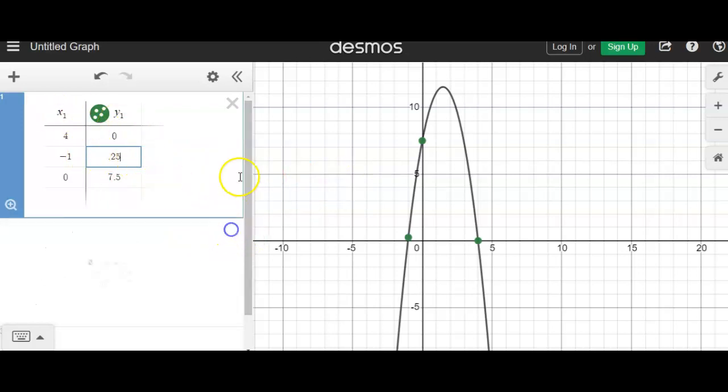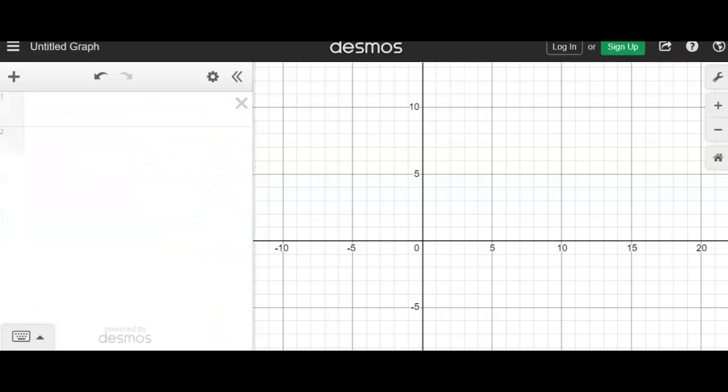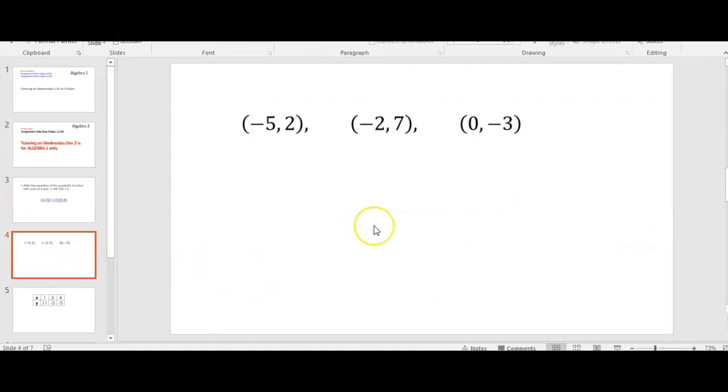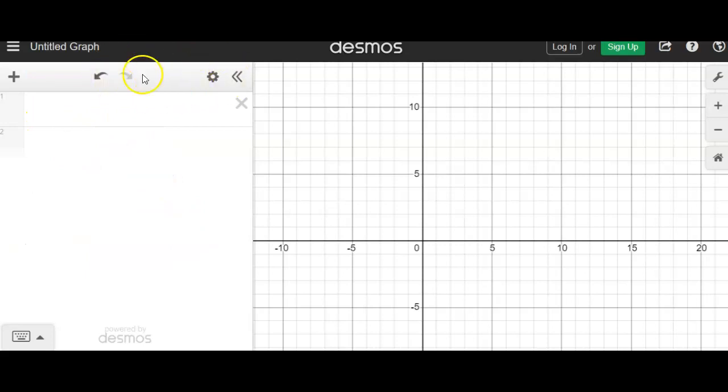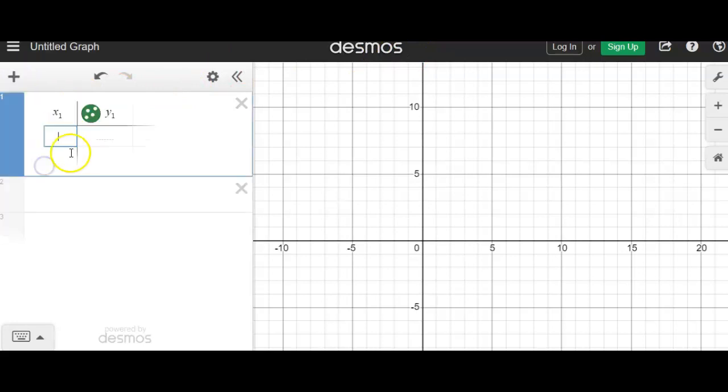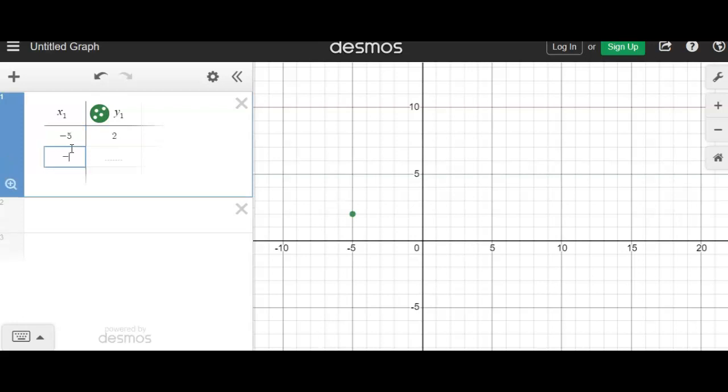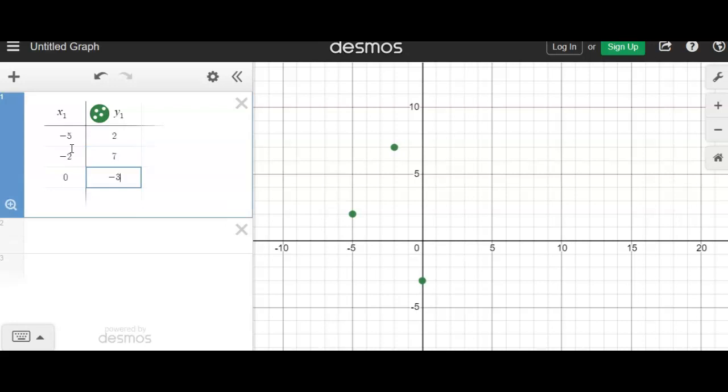Okay, let's try another example. Here I have 3 points. I want to find the parabola that goes through these 3 points. So I'm going to go to Desmos. I'm going to start again from the very beginning. I'm going to click on the table. -5 and 2 was my first point. -2 and 7 was my second point. 0 and -3 was my third point.